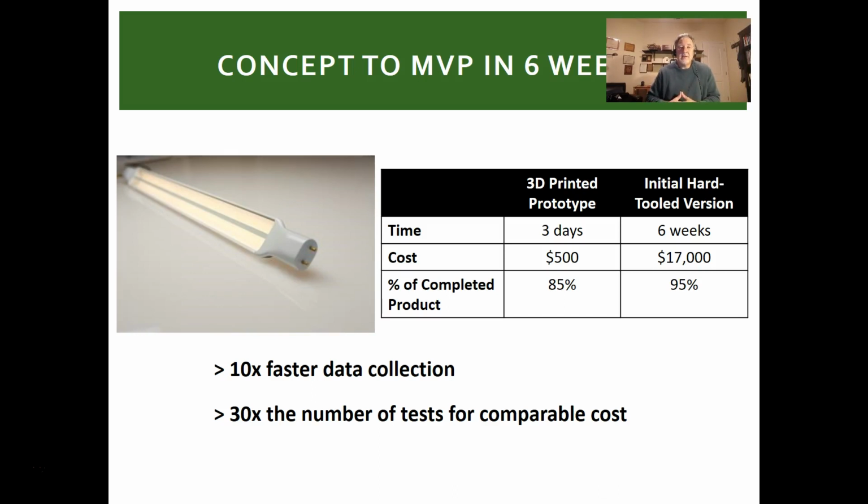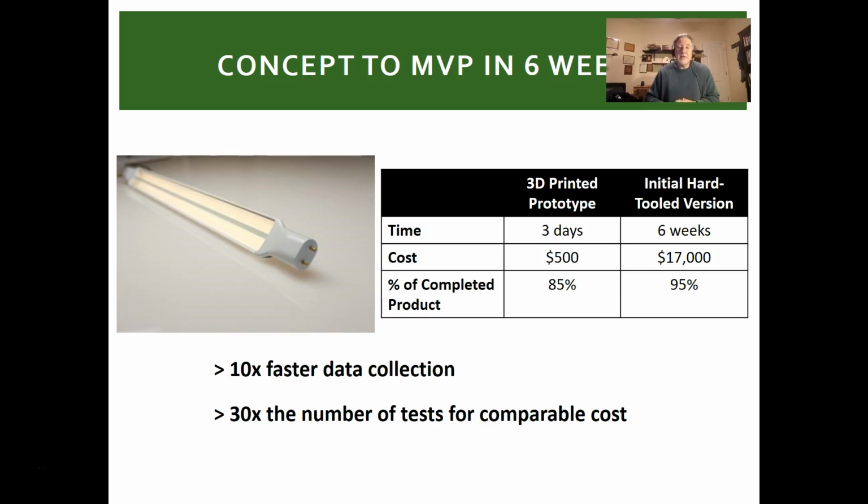So in many ways, it can help really get a concept to a minimum product in a very short time period. And here the example we look at is a 3D printed prototype, which in essence you can get in a few days, versus a hard tool version, and we talked to several of the mechanical engineers, that could take 6 weeks to get the right version.